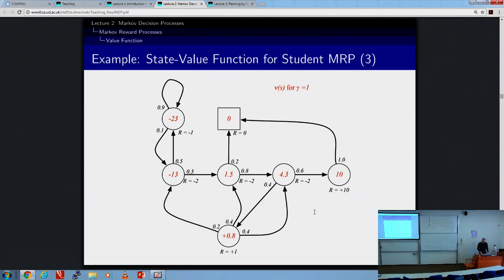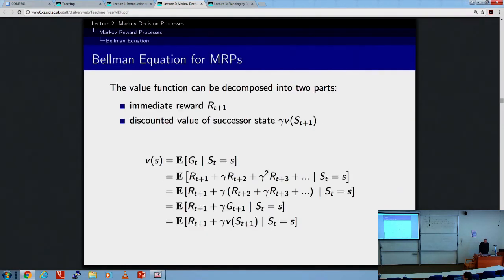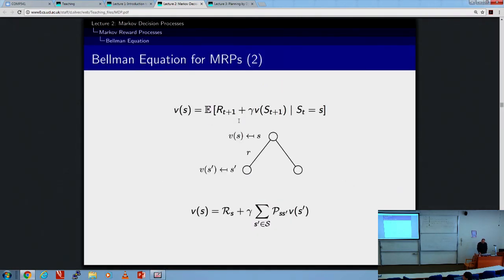So by the way, as I change gamma, things change. So here's the same thing for gamma equals 0.9. Here's for gamma equals 1. So these two don't change. This is always 10, this is always 0 because there is nothing in their future. But the other ones change. Okay, so how do we solve this thing?